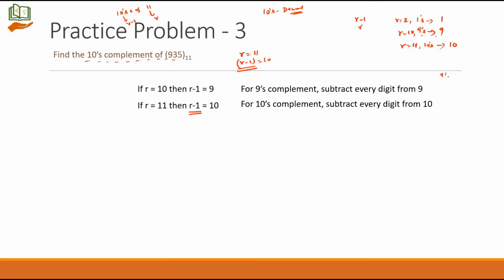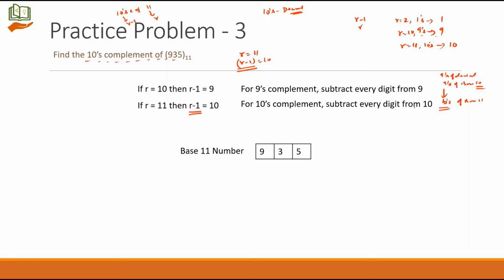So nines complement of a decimal number is the nines complement of base 10. Here r is equal to 10 and r minus 1 is 9. So here they are asking for the tens complement of base 11. It means the procedure of this nines complement has to be followed with respect to 10. So in that case we are concluding for tens complement we are going to subtract every digit from 10.